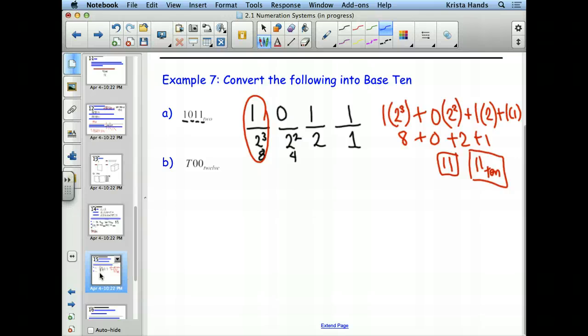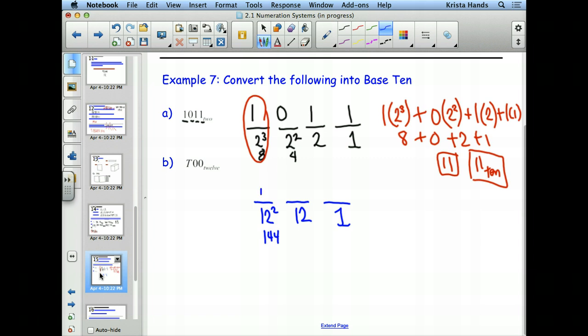T00 base 12. I got some zeros, so that's friendly. But let me write the expanded form so we can see what's happening. We have a 3-digit number. We've got the 1's place. This is base 12, so I've got the 12's place. What comes next? 12 squared. And do you guys remember what 12 squared is? That's 144. Okay, so we're going to need that in a moment, but that is 144.